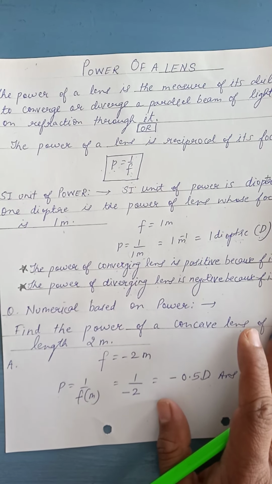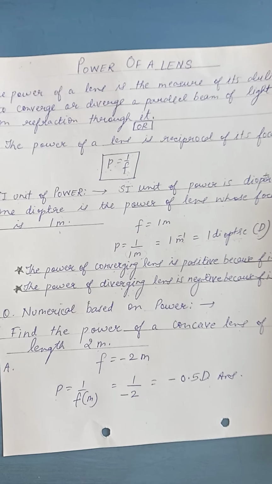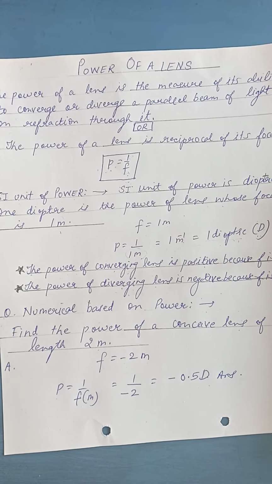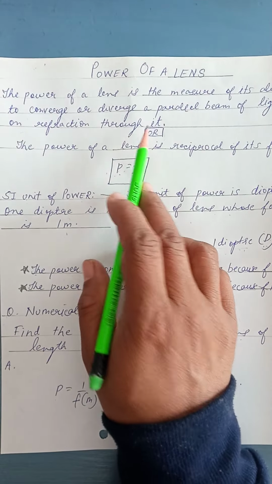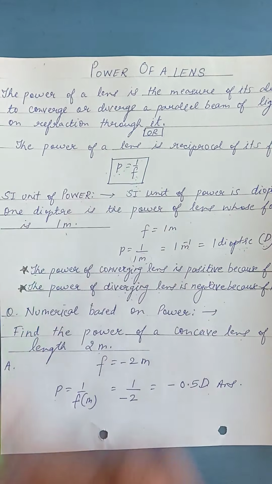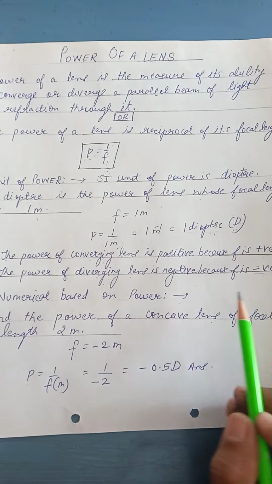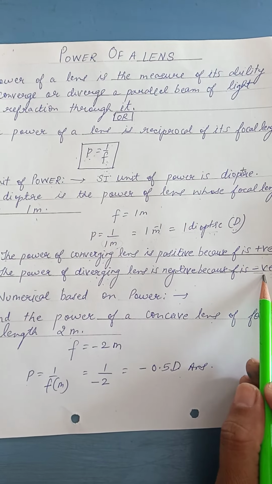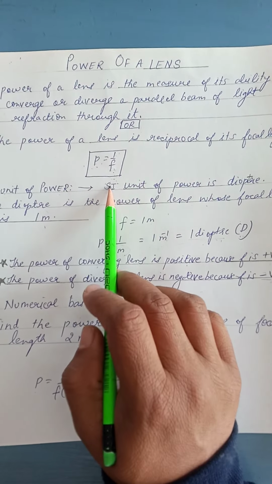So what have we studied today? Power. What is the meaning of power? Power is the measure of the ability either to converge or diverge the parallel beam of light on refraction through the lens. Lens basically is of two types that we have considered, converging and diverging. For converging, the focal length would be positive, and for diverging, it would be negative. And the formula to calculate power is 1 by f.